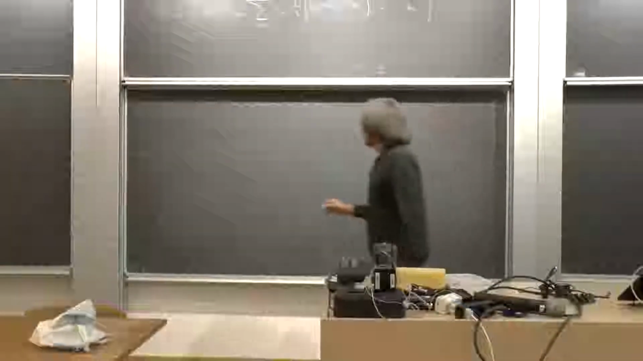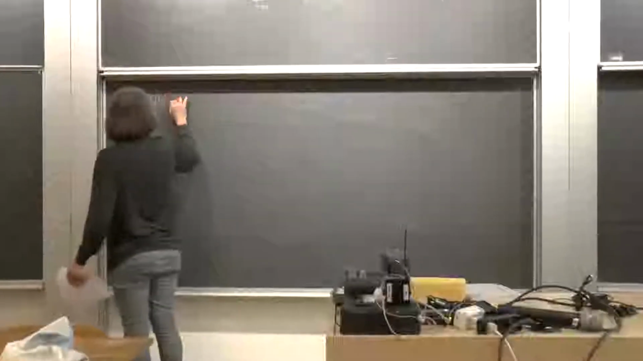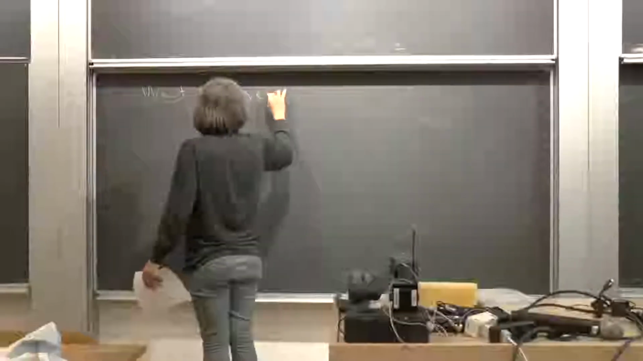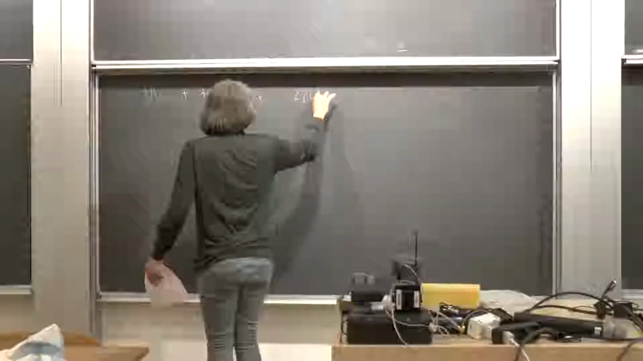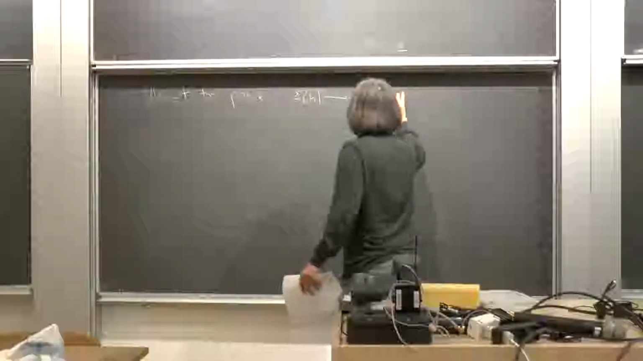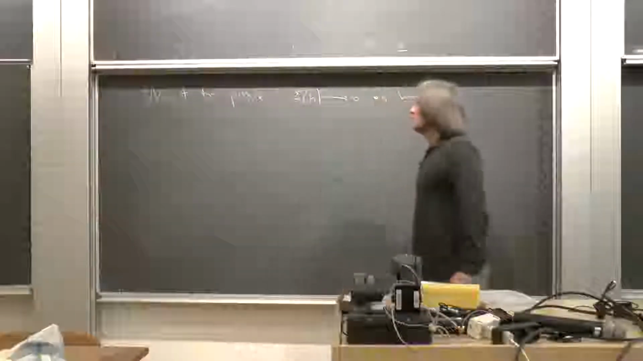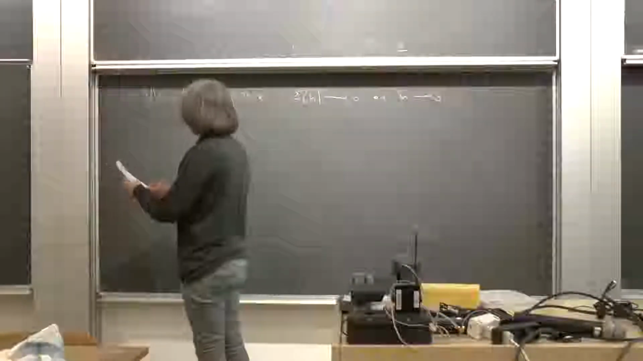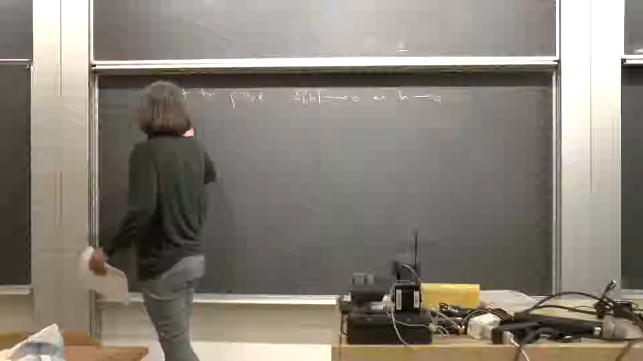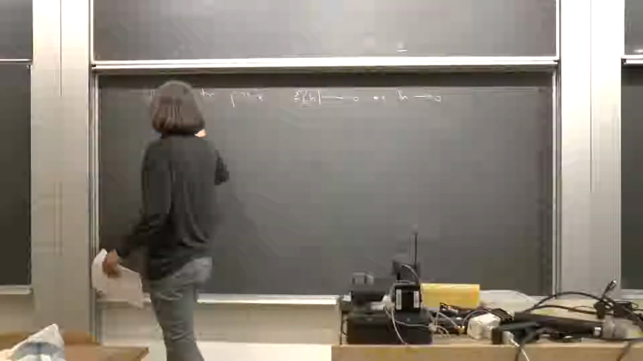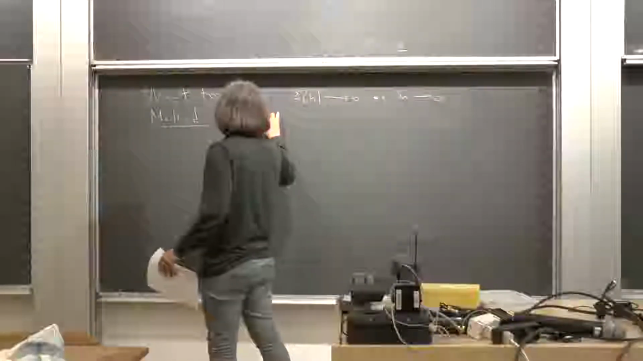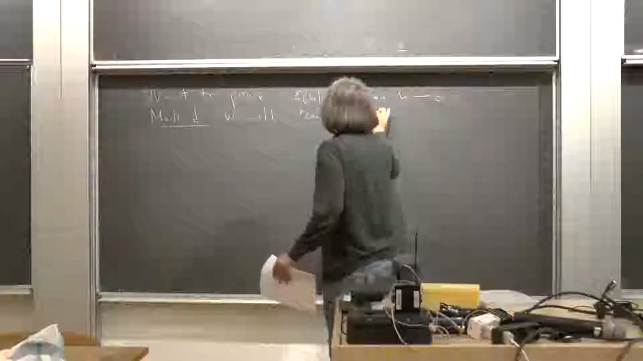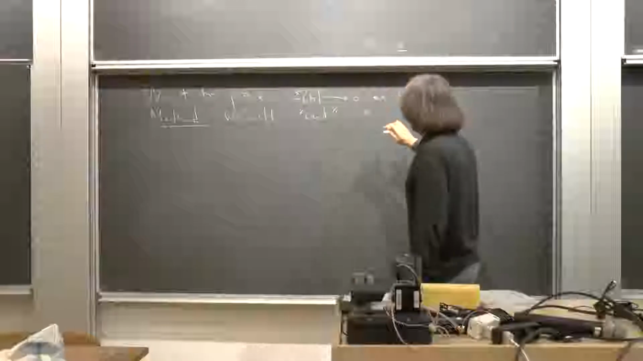We want to prove epsilon of h tends to 0 as h tends to 0. The method is that we will cut. So epsilon of h is an infinite sum, but we'll cut it.